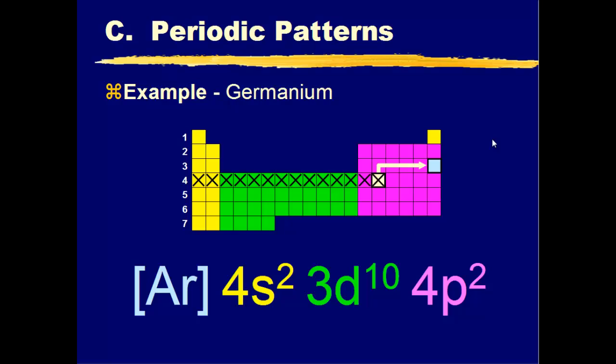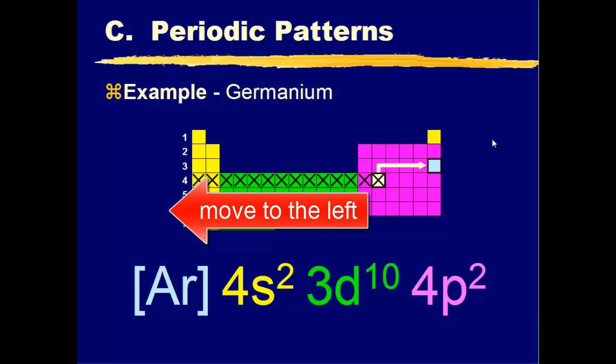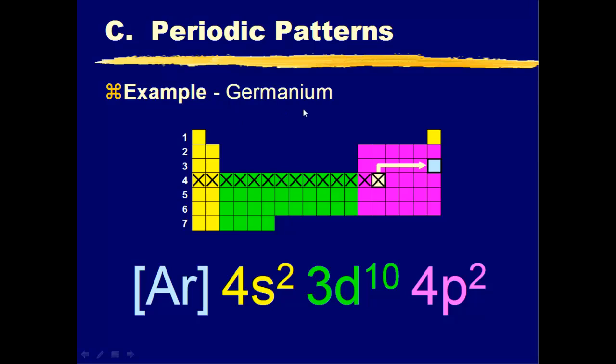Now, if you move backwards on the periodic table, back through those green elements in the D block, back through those yellow elements in the S block, you will come to the noble gas argon. That is the nearest noble gas that comes before the element germanium. So you write argon in brackets, and you've got to write everything that comes after argon to finish the noble gas notation.